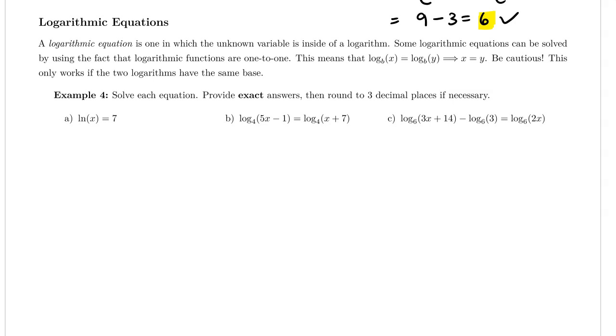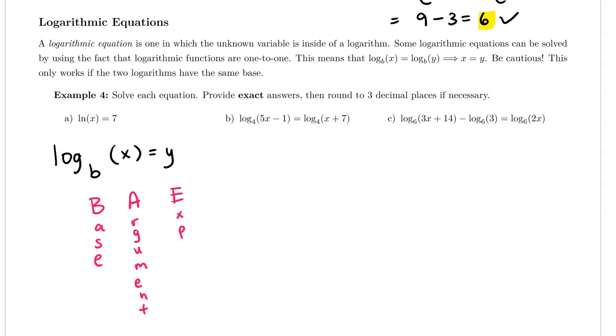If you've seen a previous video of mine, the way that we've defined logarithms, or one of the ways, we have log base b of x is equal to y, and assuming that the logarithm comes first or on the left side of the equation, I say that we can use BAE, where b stands for base, a stands for argument, and e stands for exponent. And BAE is a mnemonic device to help us to rewrite this in exponential form. So b is our base, y is our exponent, and then x is our argument.